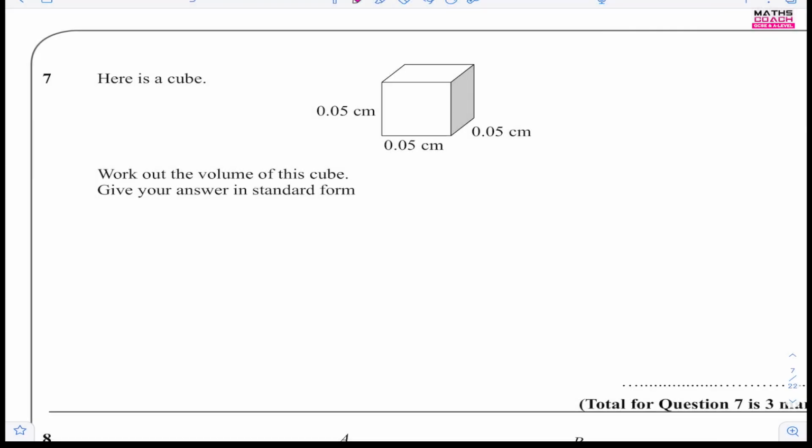Question 7, here is a cube. Work out the volume of this cube. Give your answer in standard form.